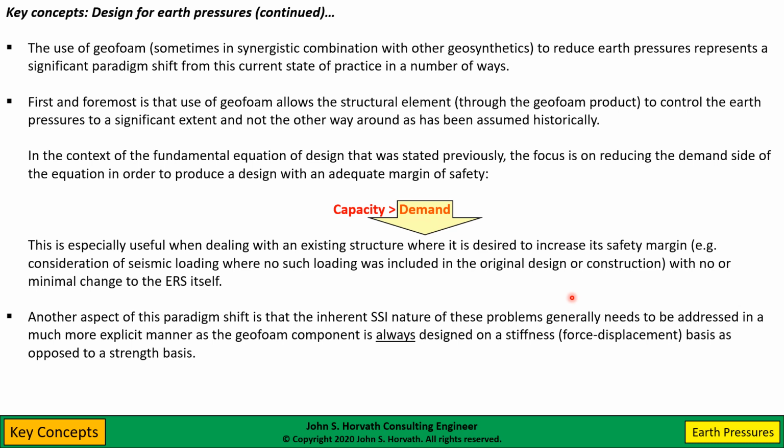Again, traditionally, if you were designing a freestanding retaining wall for the active earth pressure state, we would say, okay, what's the unit weight of the soil? What's the phi angle of the soil? The strength of the soil? Well, now if we introduce geofoam into the system, it is always a stiffness-based design. The strength of the ground per se does not govern the design.